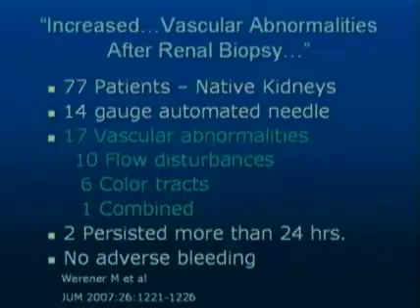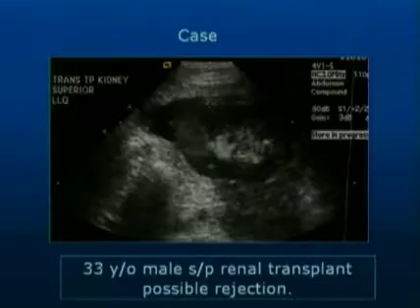In such a case here, in renal biopsy, the same sort of thing can occur. These are sort of the patent tract sign, but this occurred after a random biopsy of native kidneys. They again demonstrated vascular abnormalities in a higher percentage of the patients, about 20% of the patients.